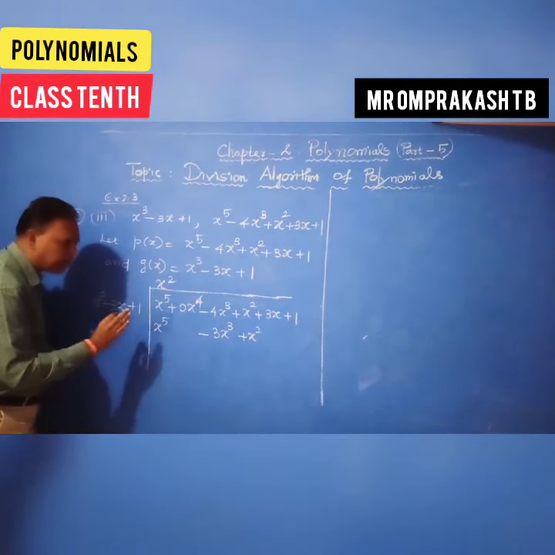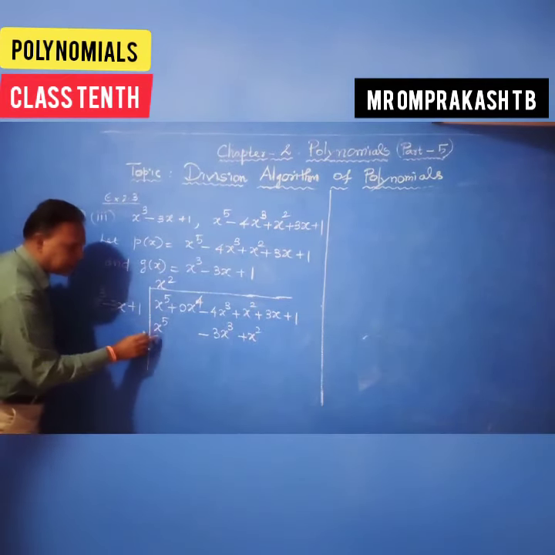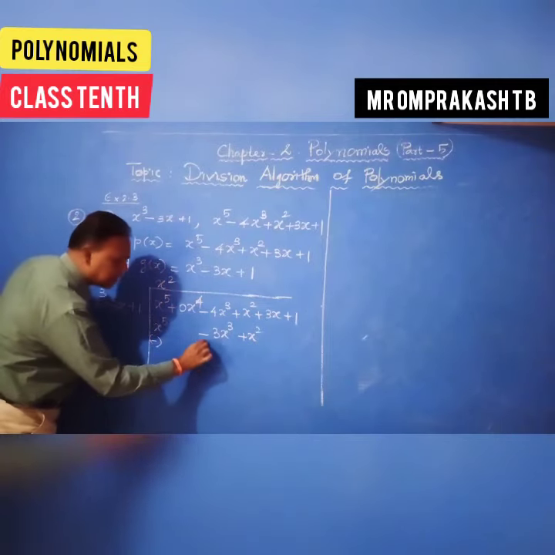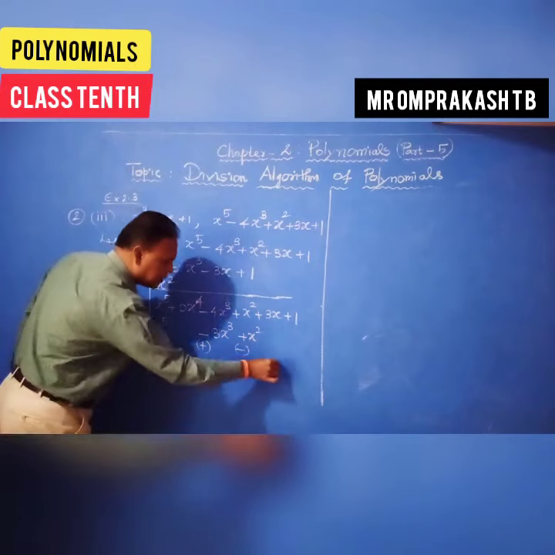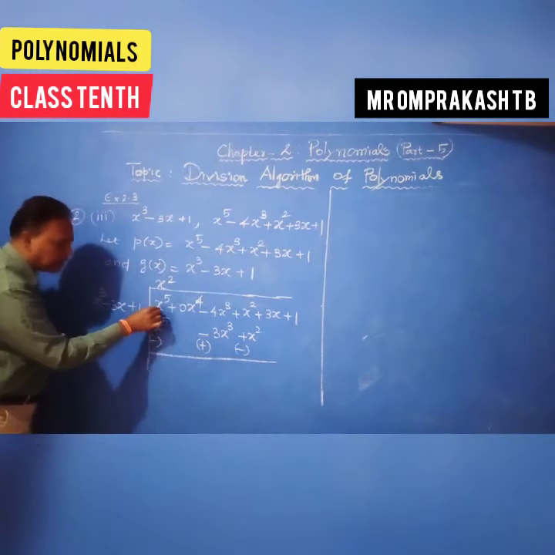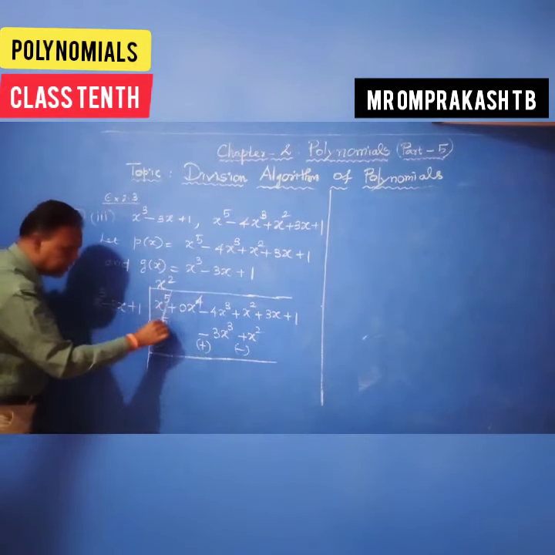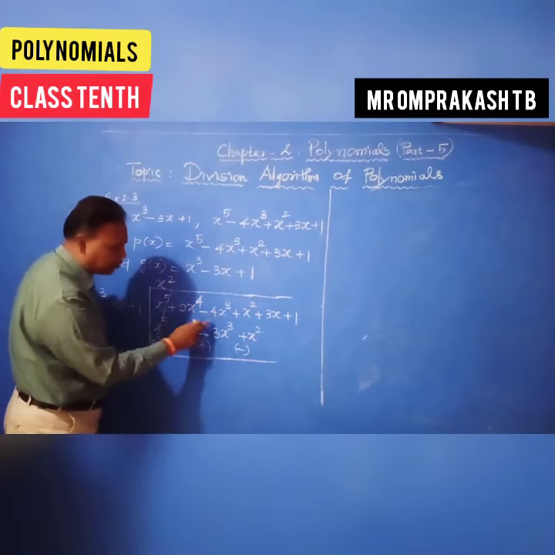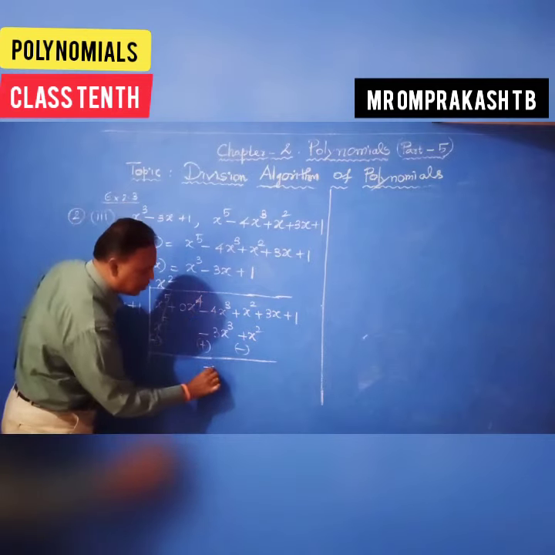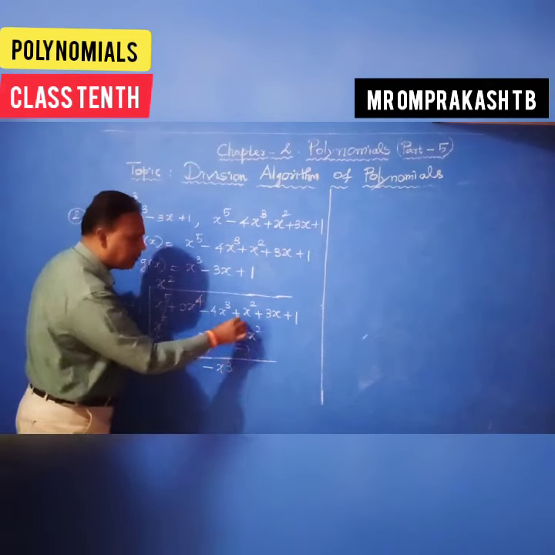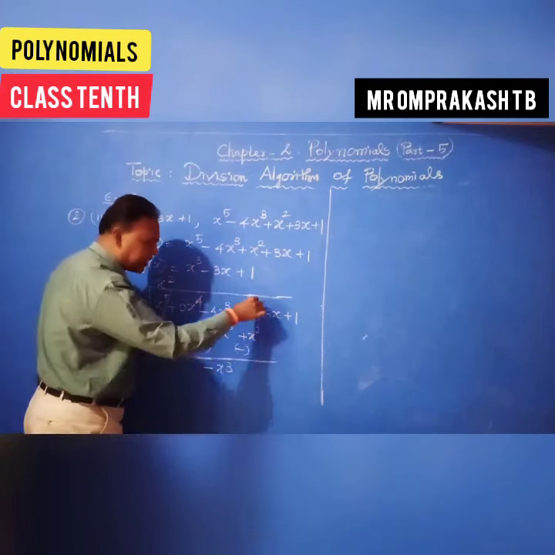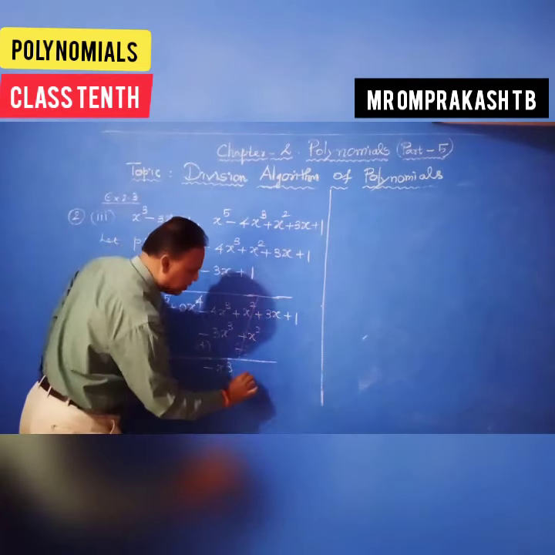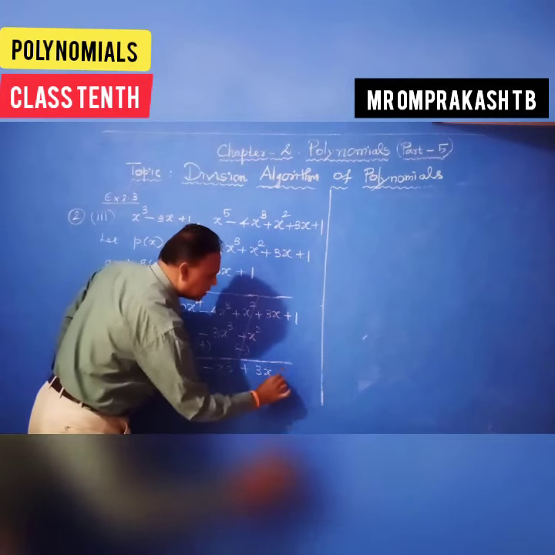Now what you have to do? Subtract. While subtracting, change the sign. Plus means minus, minus means plus. Here minus means plus. Now x^5 minus x^5 just cancel it. Here 0x^4, so ignore it. Minus 4 plus 3, minus x^3, plus x^2 minus x^2, again cancel it, 0. So bring down here plus 3x plus 1.